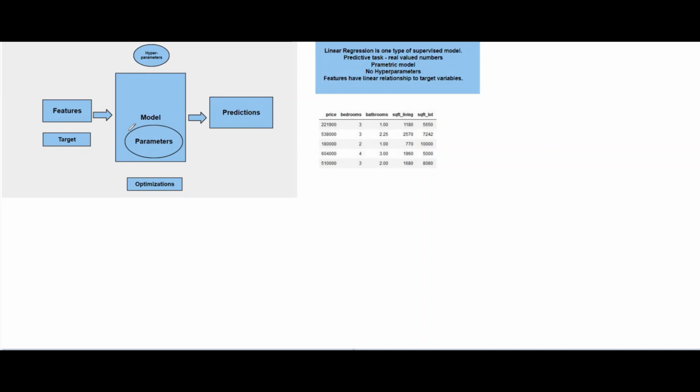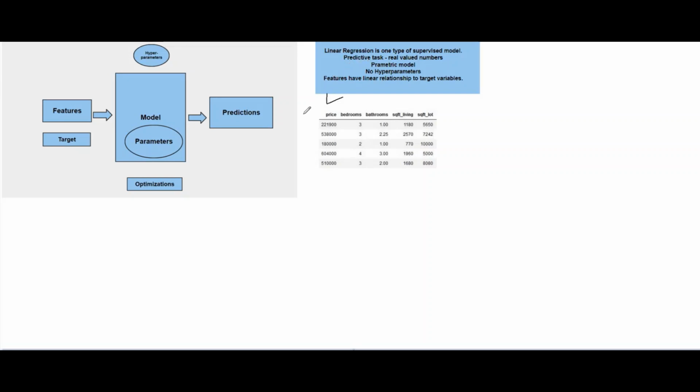Today we will talk about linear regression. First of all, linear regression is one type of supervised machine learning. So there are some key points I mentioned here. Linear regression is one type of supervised model, and it predicts the task in real value numbers.